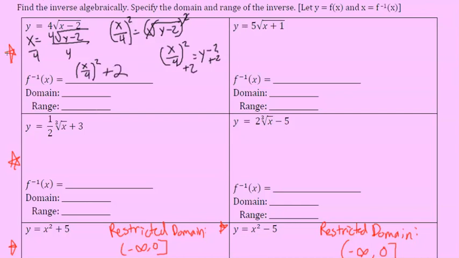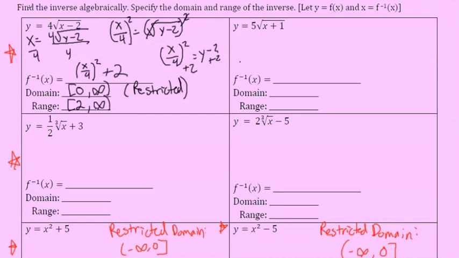The domain of this function will be from 0 to infinity. Why is it not all real numbers? It's because the original function did not contain all real numbers. So this is a restricted domain here. And then your range is still the same, 2 to infinity.